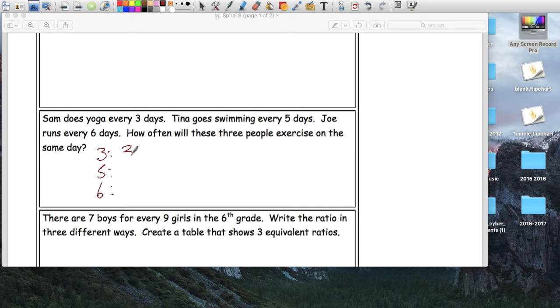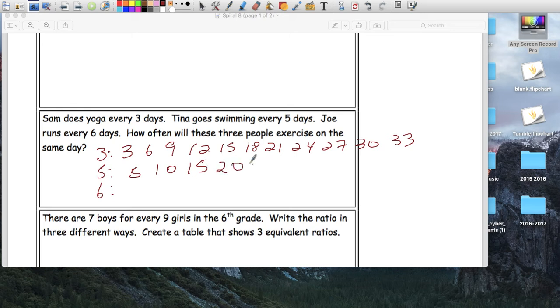3, 6, 9. So Sam exercises on day 3, on day 6, on day 9, on day 12, on day 15, on day 18, on day 21, 24, 27, day 30, day 33. So that's when she does yoga. 5, which is Tina, she swims on the 5th day, on the 10th, on the 15th. So far, something common, 15. Let's just go up a little bit. 20, 25, 30, another something common, 30.